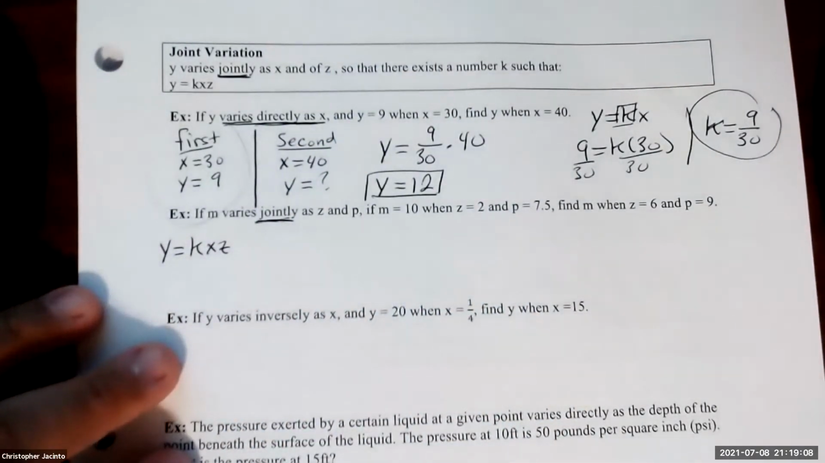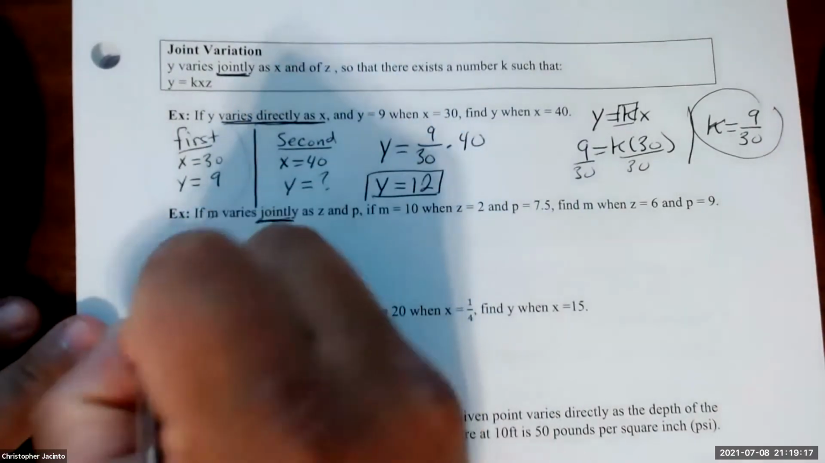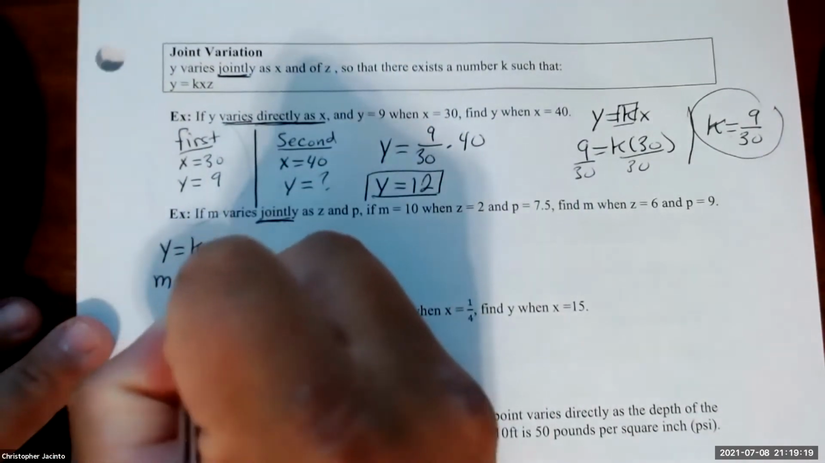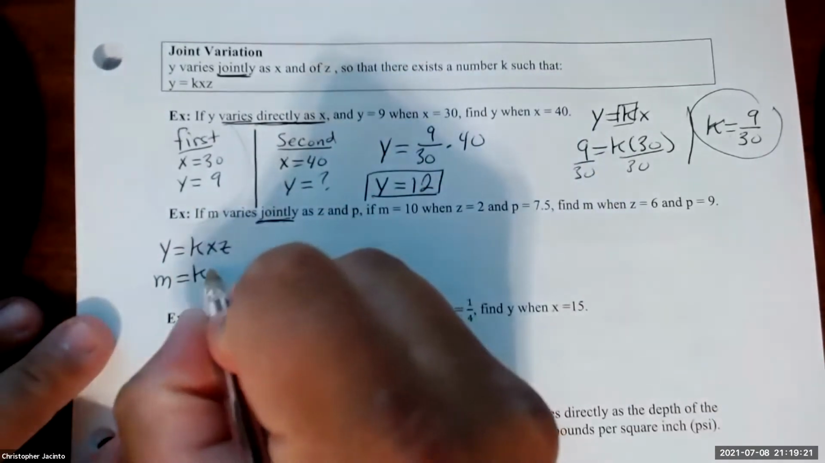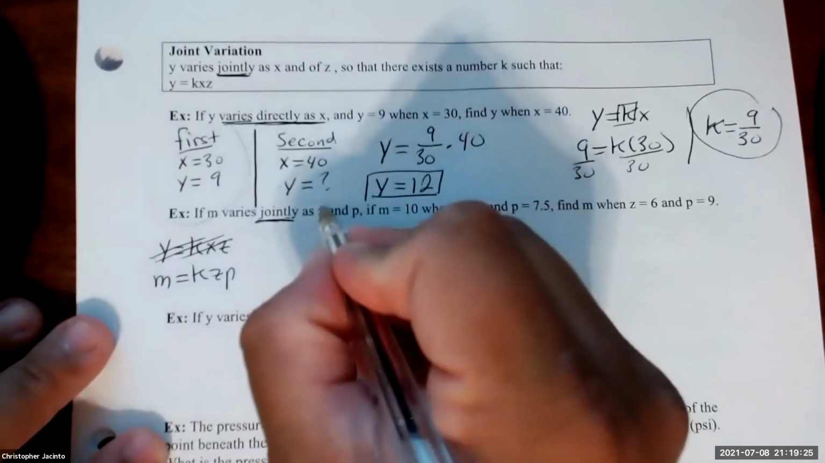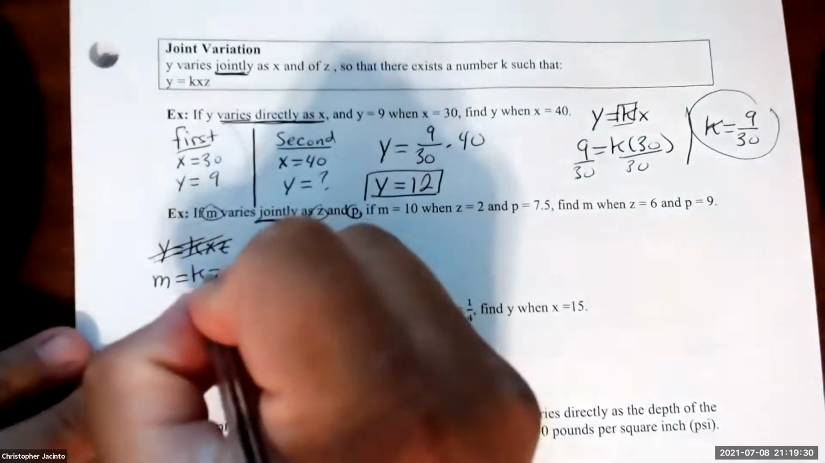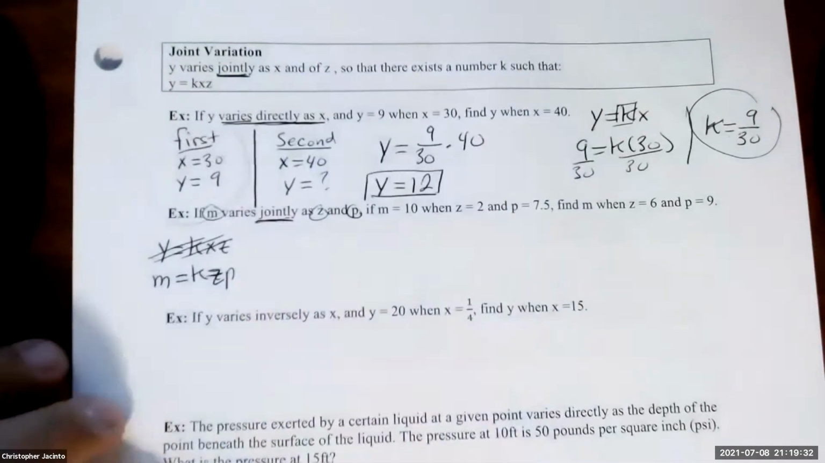If m varies jointly as z and p, oh, so we have a couple of them. If m is 10, so let's just rewrite what we have. Instead of y, it's going to be m equals k times z times p. So that's going to be our equation because, again, these are the letters they chose for this example. So I'm just going to associate those letters to the equation we have above.